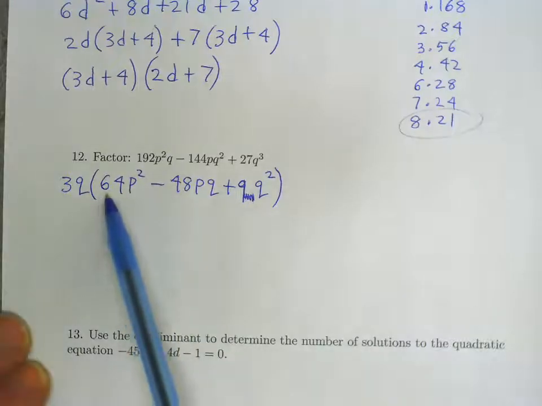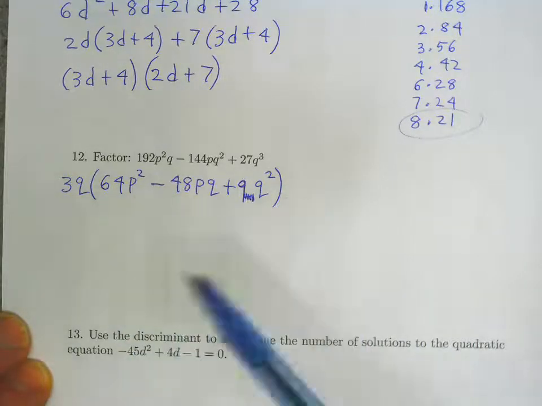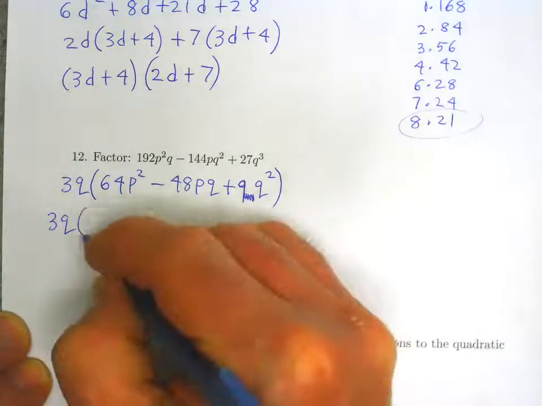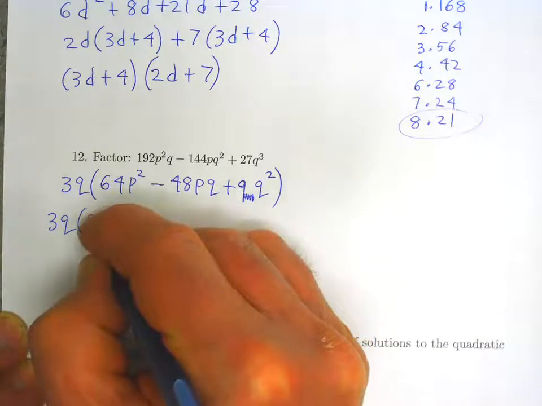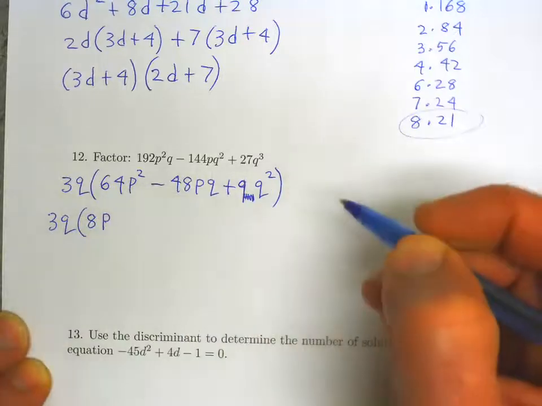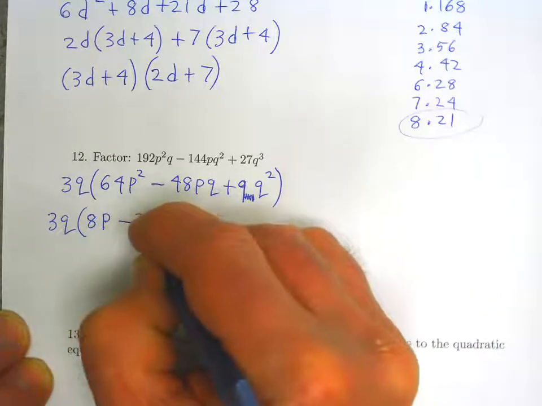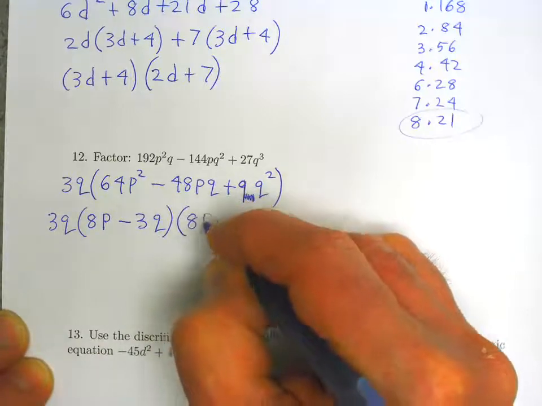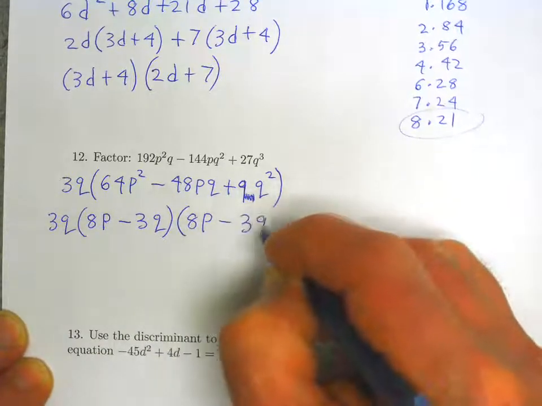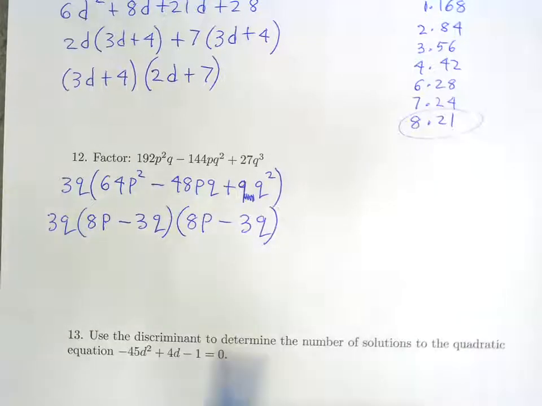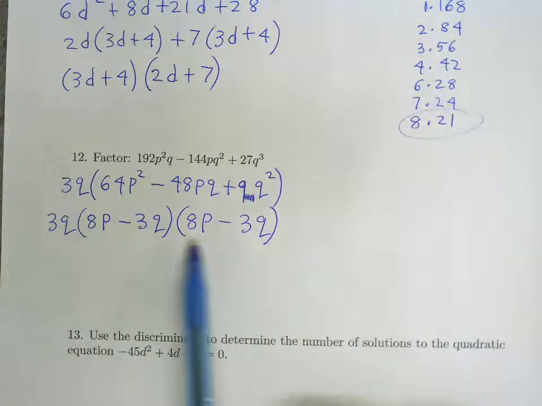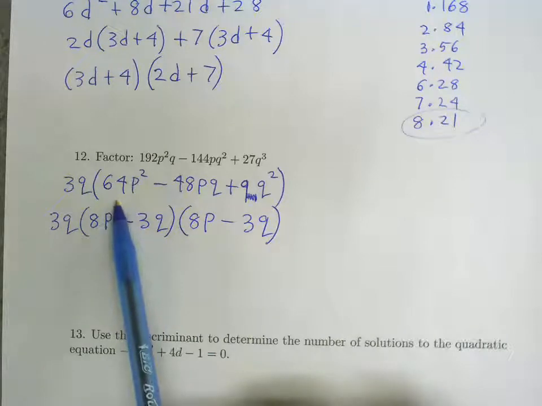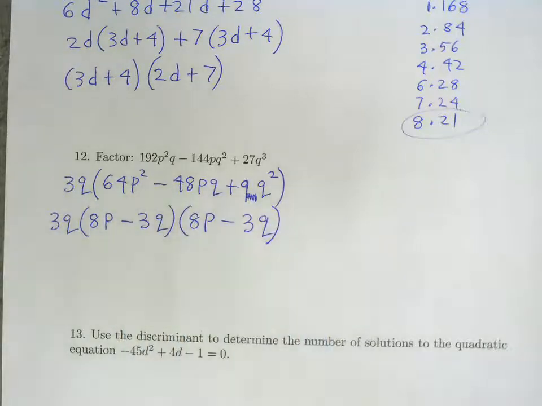So this is a perfect square trinomial. Its two factors are identical. So one factor is 8p minus 3q. The other factor is identical to that, 8p minus 3q. You can verify by multiplying that those two factors are the factors of that perfect square trinomial.